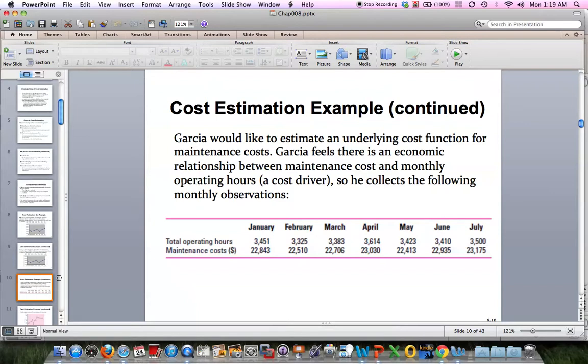And so he wants to estimate a little bit better what August will be. And so he's going to look at some relationships here. He's going to look at not just maintenance costs that were incurred for every month. This bottom row is what he's been showing us the previous couple of screens. Now we're adding how many operating hours there were each month, and we're going to see a correlation. Okay, and this will give him a little bit better understanding. So he feels that there's an economic relationship between maintenance cost and monthly operating hours, which is a cost driver. So it stands to reason the more hours we're operating, the more maintenance cost that there would be.